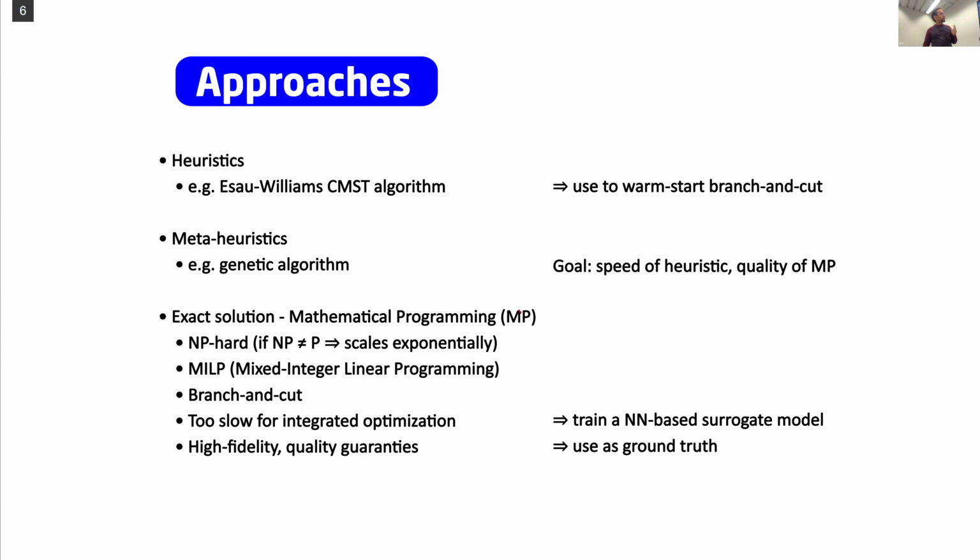optimal. So what we are doing is using the heuristics and metaheuristics to start the branch and cut, so it speeds up the final solution. But this is only for generating data, because the data is used to train a neural network-based surrogate model. And those solutions will be the ground truth from which it learns.